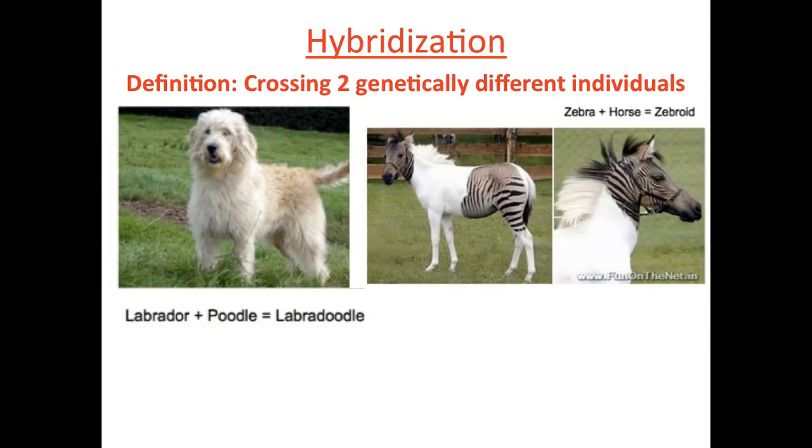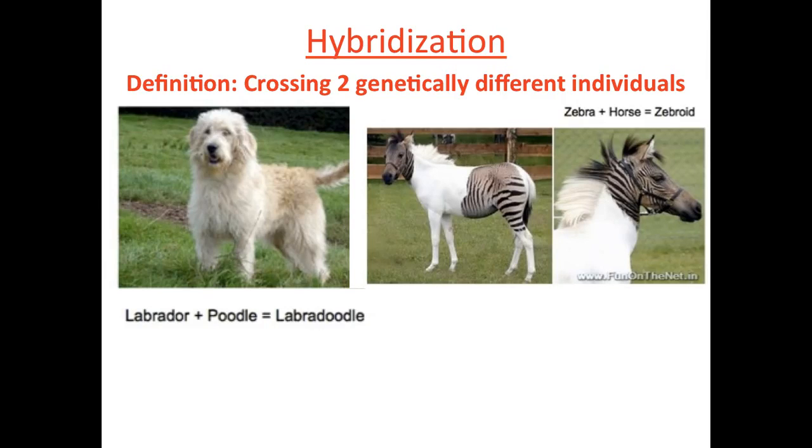Okay, so we're talking about selective breeding. It can come about through inbreeding or through hybridization. Hybridization is the crossing of two genetically different individuals. So here, maybe you want characteristics of two animals that are quite different, and then you breed them together, and you get an organism that is a mix.